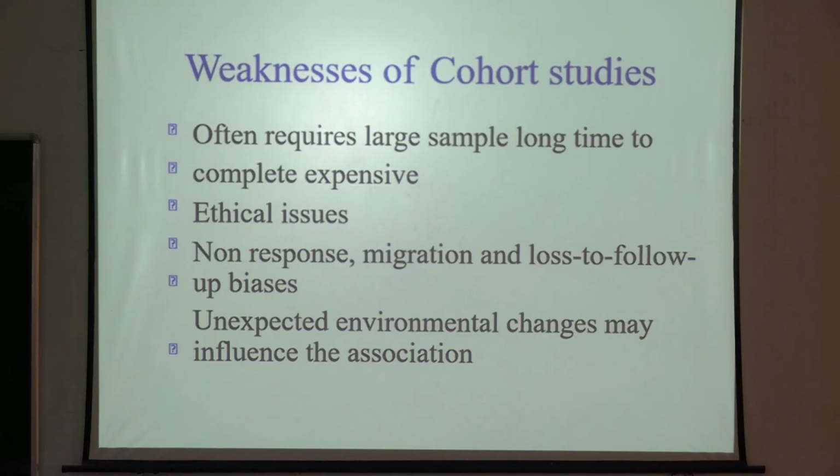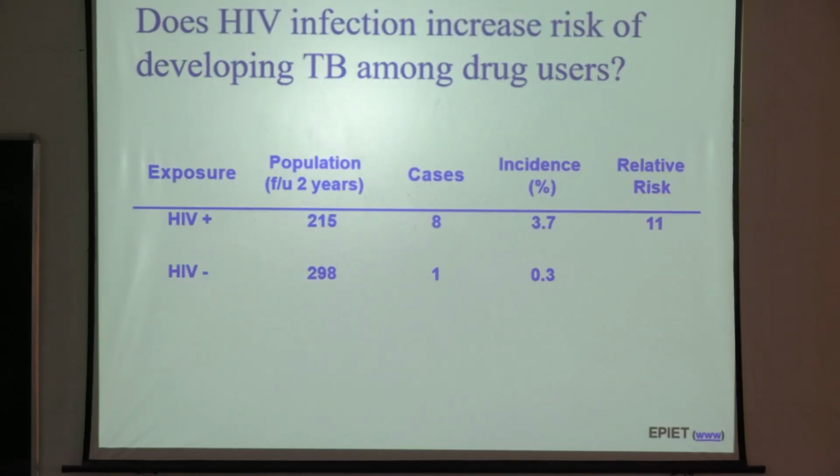Ethical issues are there. What are the ethical issues? You are following somebody who's got cancer and you are exposing him to radiation. So that poor chap, because of your study, is exposed to radiation further. You can tell him, why don't you shift your house? Or somebody is continuously smoking. For your study, he's a good subject, but he's having a health problem. So that is the ethical issue. Also non-response, migration, loss to follow-up. Unexpected environmental changes may affect the association.